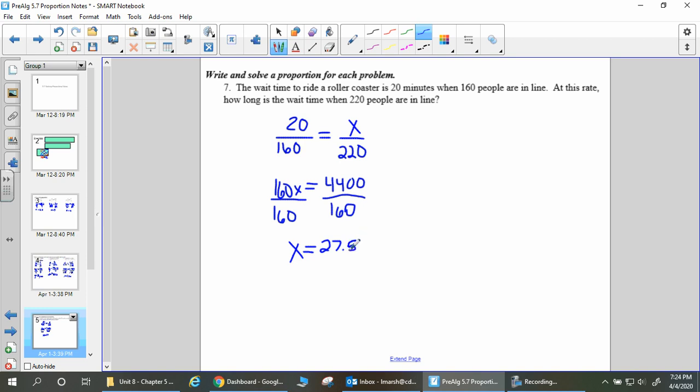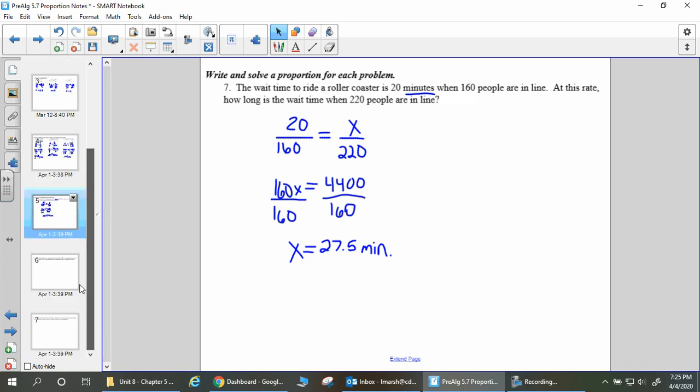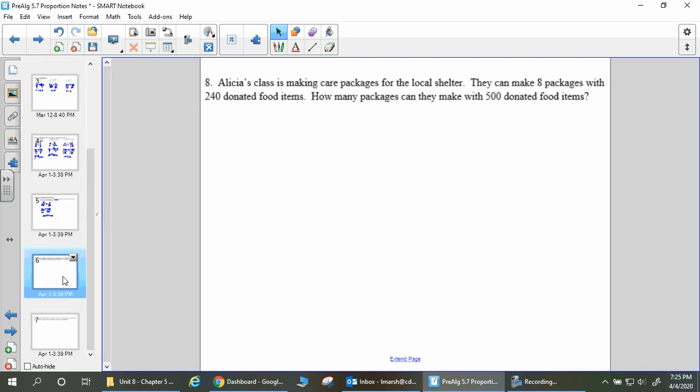And then again, what were we finding? How long we wait, and we're measuring that in minutes, right? So we need to label our answer. These are word problems, so minutes. So again, we're setting things up just like we did on the previous questions. We're just responsible for a little bit more work this time. So let's look at another one.